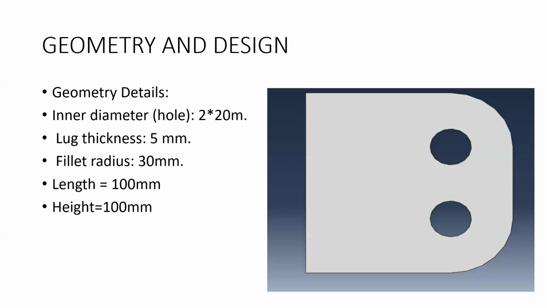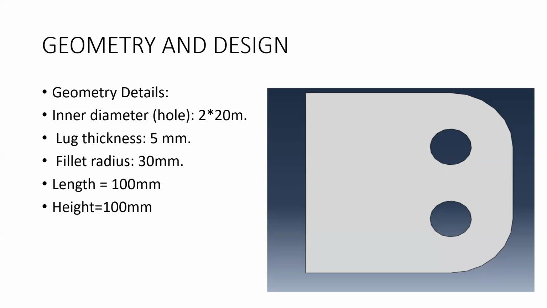Now I am going to show my geometry and design. Here you can see my geometry details. The inner diameter is the hole which is given. The inner diameter is 20 mm and the lug thickness is 5 mm. The fillet radius is 30 mm, which is shown on both ends, top and bottom. The length and height both are 100 mm here.